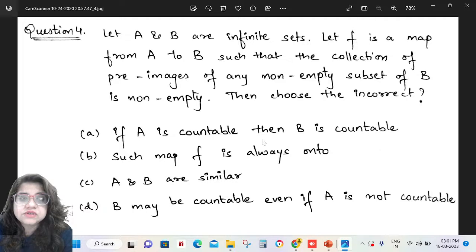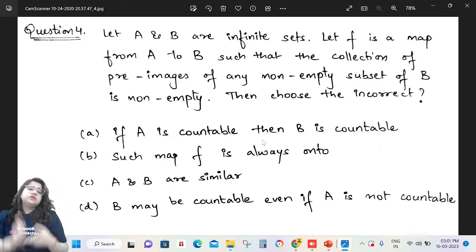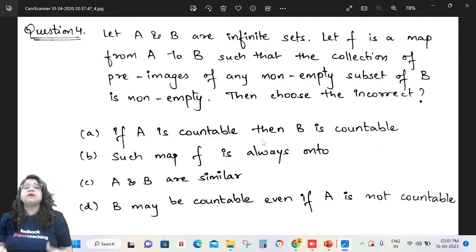Okay, so the only option which turns out to be incorrect here is option D. Even if B is countable, A is not countable. For sure A is not countable, but how can B be countable in that case? Both are infinite sets and they are only considering those kinds of pre-images, and this can only be possible if the map turns out to be onto, right? So this cannot be possible. Both the sets have to be similar in that case, and if one comes out to be countable, then the pre-image set also has to be countable. So option D comes out to be incorrect for me.